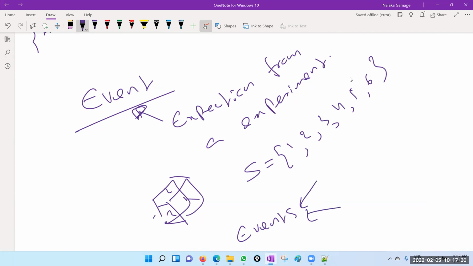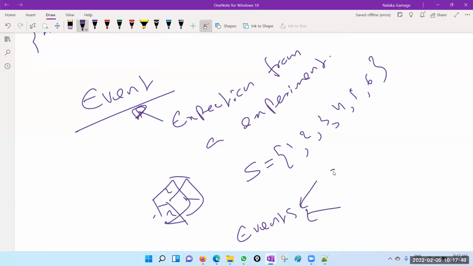All the outcomes are possible events as well. All the outcomes. So there are 6 outcomes. All 6 outcomes are possible events as well. Because my expectation can be getting 1. My expectation can be getting 2. Or my expectation can be getting 6. So therefore, all outcomes are possible expectations. So possible events. But that is not the end of the story. So it's your imagination that determines how many events are there.